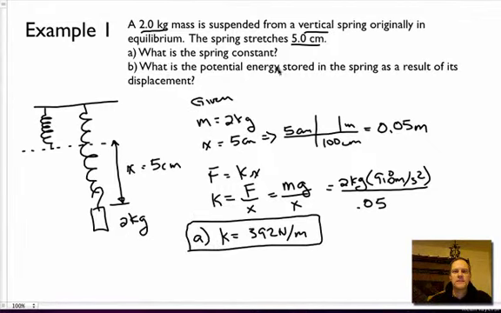Now, can we find the potential energy stored in the spring as a result of that? So, part B, we're looking for the potential energy. I'm going to let you guys see if you come up with the potential energy in the spring, and we'll see what you guys come up with.